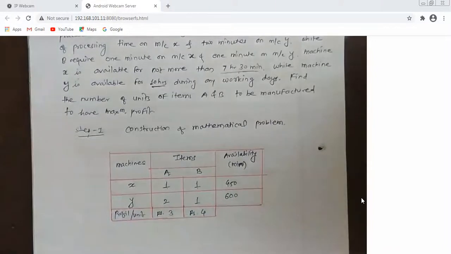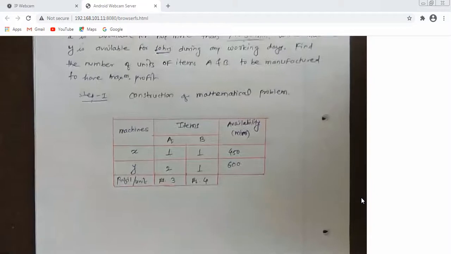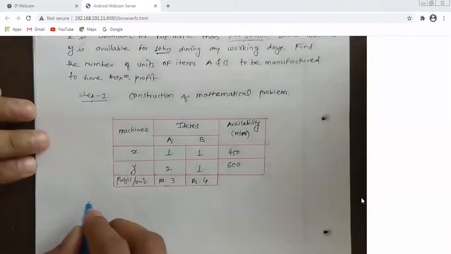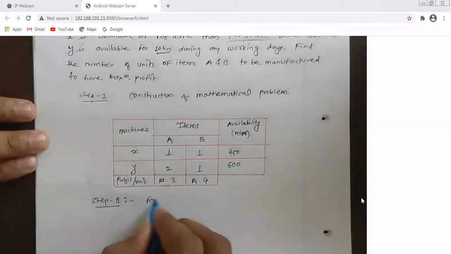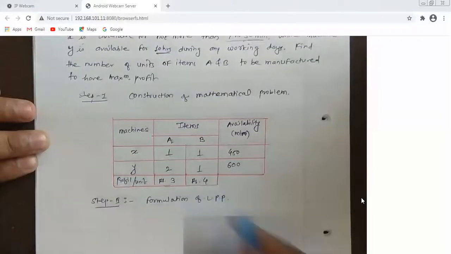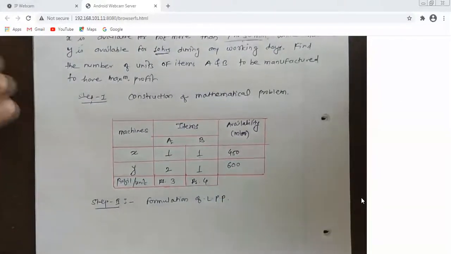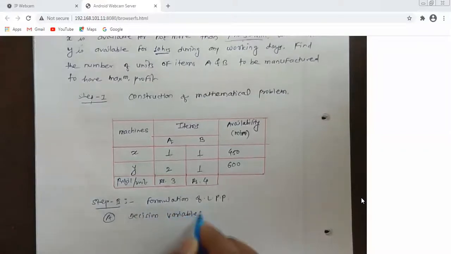Got it? Those who have attended the last lecture can easily understand. Now we'll go for the next step. What is the next step? That is step number 2 here: formulation of LPP. Under this formulation of LPP, there are again 3 substeps. What is the first step? Decision variable. Now what are the decision variables?